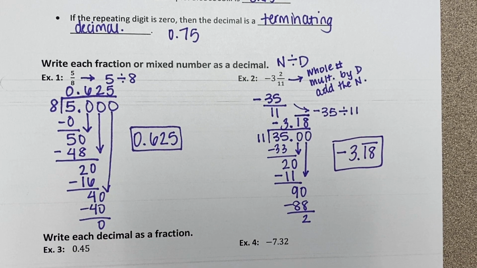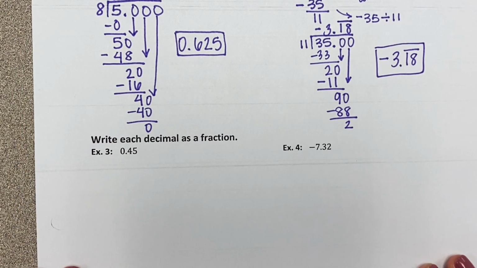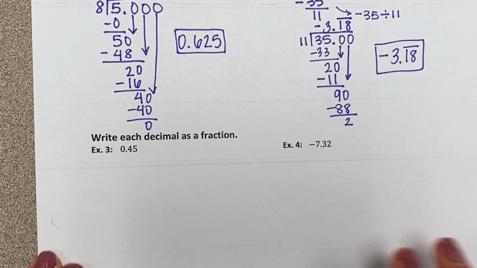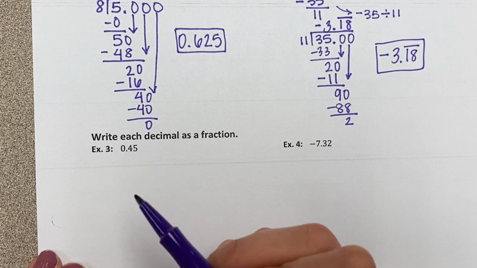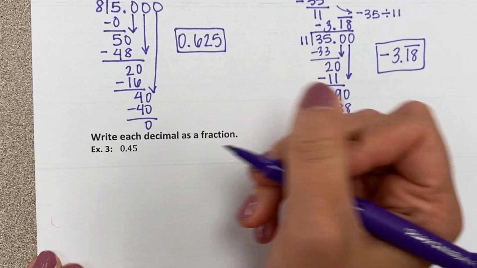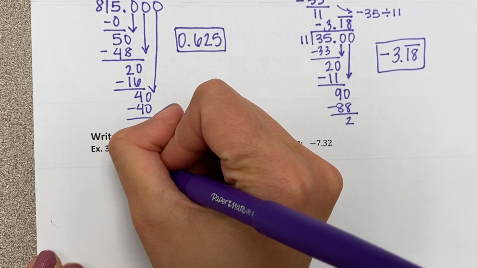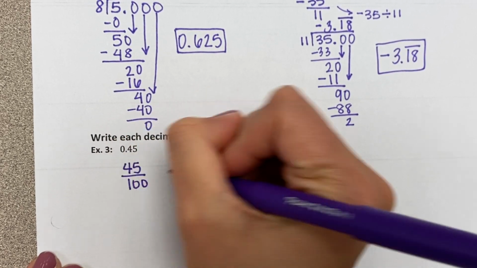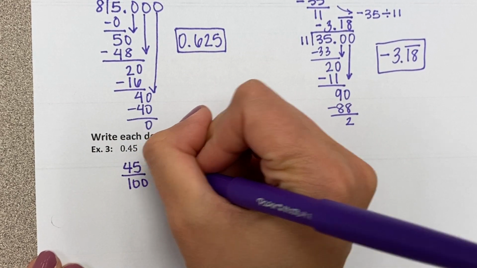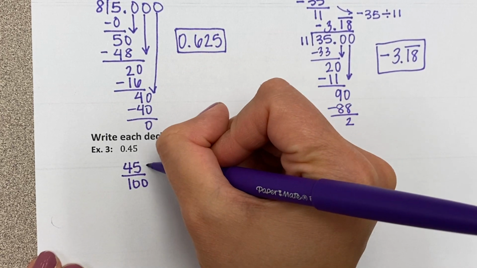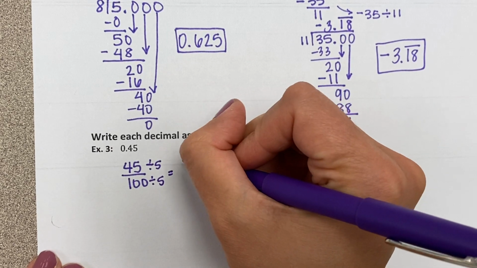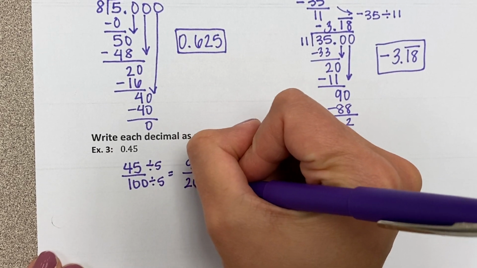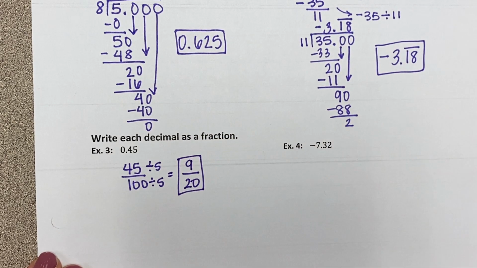All right, so that was changing a fraction to a decimal. Now we're going to change a decimal to a fraction. So we have 45/100ths here. That's exactly what I said, putting it into a fraction. So 45/100ths means we're going to put 45 over 100. I need to simplify that. I can divide both of these by 5. So let's do that. We get 9/20ths, and that cannot be simplified anymore.